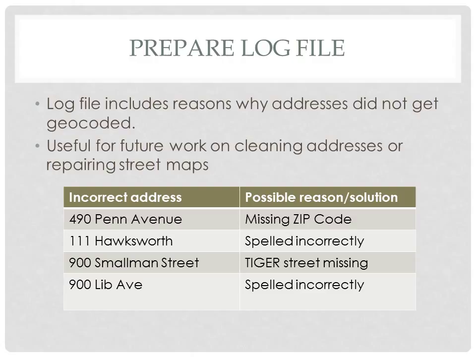So here's an incorrect address, 490 Penn Avenue. Possible reasons are, in this case, a missing zip code, and so on. And this concludes this section on geocoding.